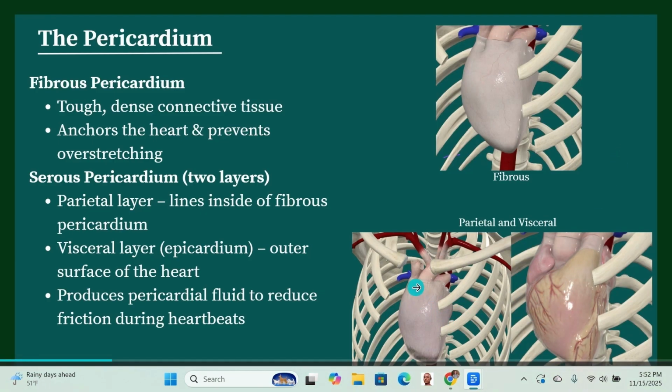So the outside layer is the parietal layer, and it lines the inside of that outside layer, which is the fibrous. The parietal layer is the inside layer, and it produces liquid. And so does the visceral layer, the epicardium, which is actually attached to the heart. So they both produce this fluid that reduces the friction with the surrounding tissue when the heart is beating, because it's beating like crazy. Ka-dunk, ka-dunk, ka-dunk. So it needs a bubble to keep it safe so it doesn't rub on the tissues all around it.